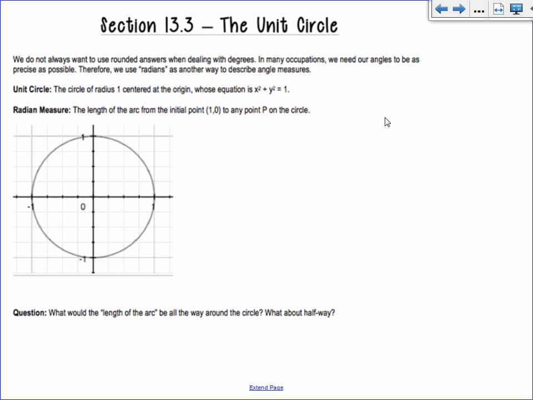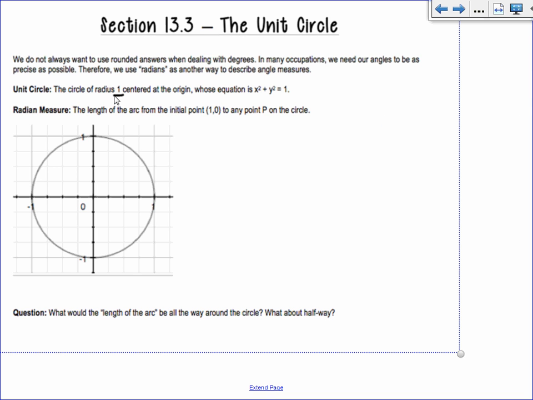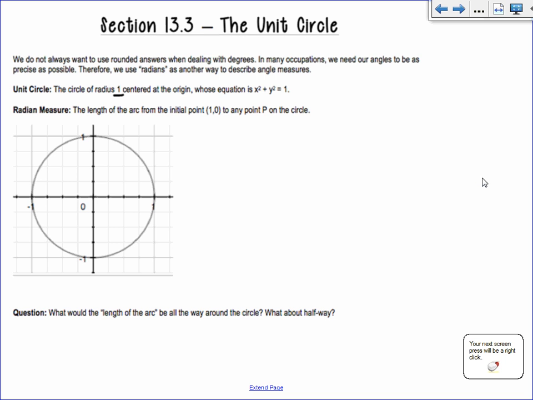Okay, so when we're going to be talking about radians, I'm going to use what's called the unit circle. Unit means 1 unit, right? So this is going to be a circle of radius 1, centered at the origin, whose equation is x squared plus y squared equals 1. So if you remember, we talked about x minus h squared plus y minus k squared equals r squared. You guys remember that formula? So in this case, we have 0, 0 for our center, and our radius is 1.